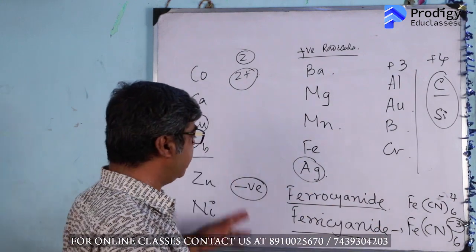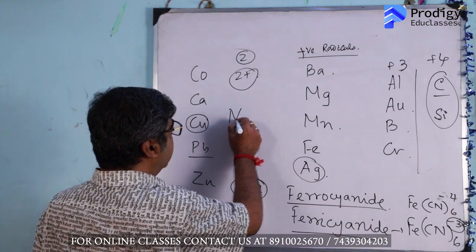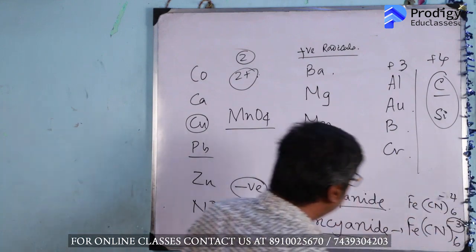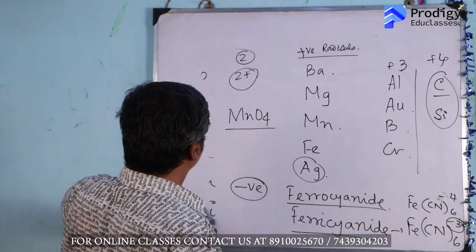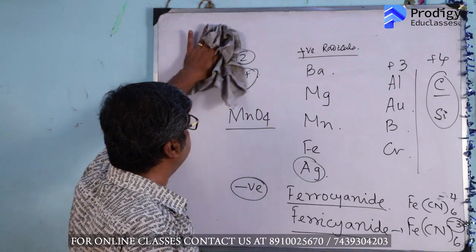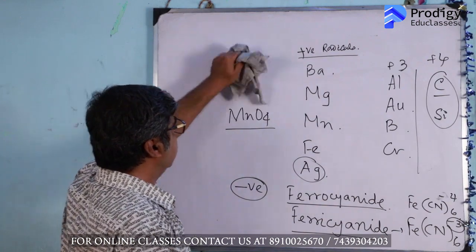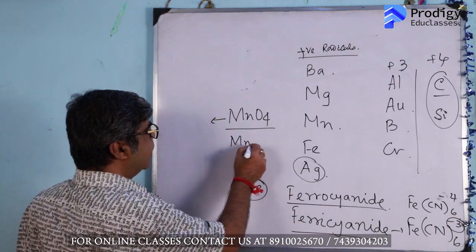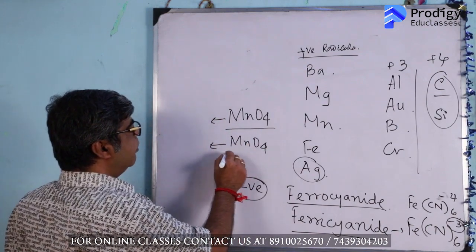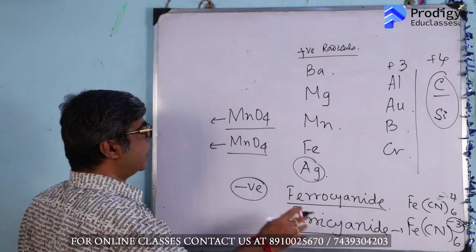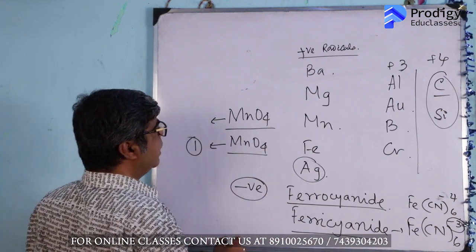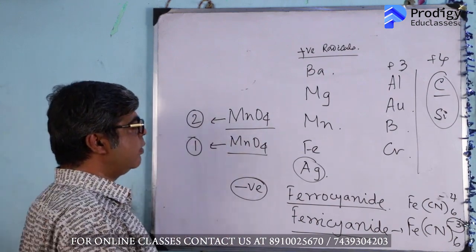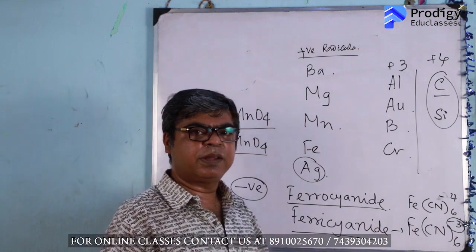Similar to radicals, here MnO4. MnO4 means manganate, but it simultaneously means permanganate also. There are two different kinds of ions, MnO4 manganate, MnO4 permanganate. When you are saying the word permanganate, it has valency 1. When you are saying the word manganate, it has valency 2. So this is the shortest way to remember the valency.